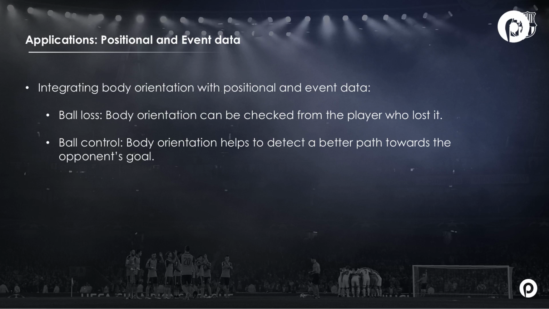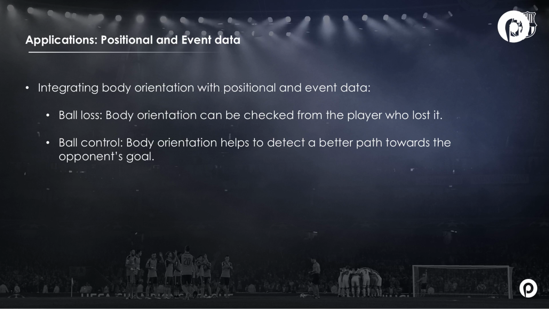Also, the major benefit is when integrating the orientation with positional data and event data. For example, it could improve ball loss analysis because the orientation can be checked when the player lost the ball and say if it was right or wrong. On the other hand, in a ball control, the orientation helps to detect a better path towards the opponent. If you receive the ball while facing another way, you could get closer to the opponent's goal.